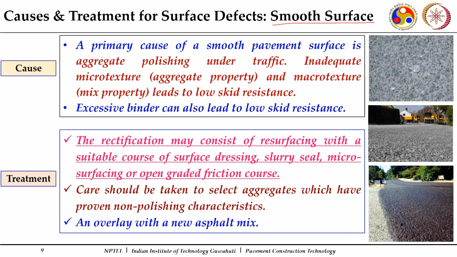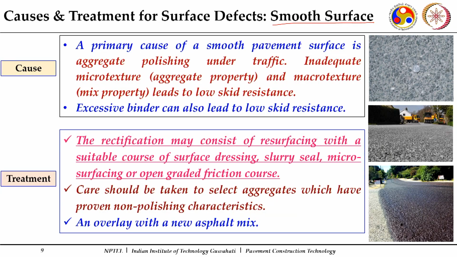Another surface defect is a smooth surface, that is, the skid resistance of the surface is getting reduced, or the frictional resistance of the surface gets reduced, and this is typically related to the characteristics of your aggregates, where you use aggregates which are more susceptible towards polishing. We have already a polished stone value which needs to be ensured when an aggregate is to be used in a surface course. But if this kind of distress occurs for any reason, then one of the main primary causes of a smooth pavement surface is aggregate polishing.